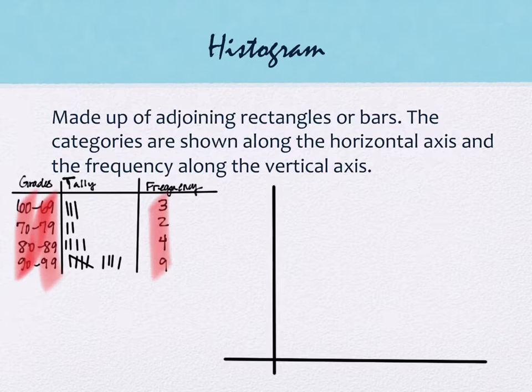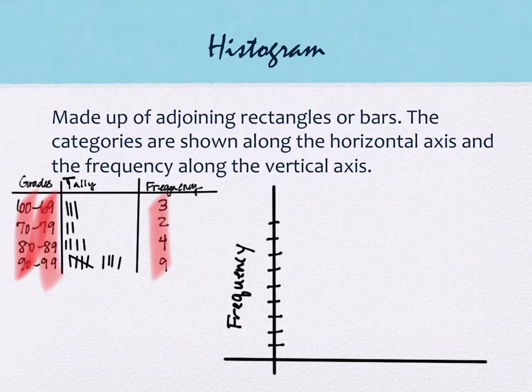The vertical axis is the frequency, and it should be labeled. Anytime you have axes, they need to be labeled. And then you can see the frequencies that I highlighted go from 2 to 9. So we need to have our frequency axis going up to 9. So I'm going to have 1, 2, 3, 4, 5, 6, 7, 8, 9.